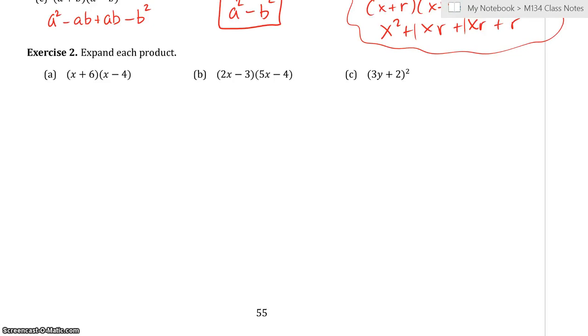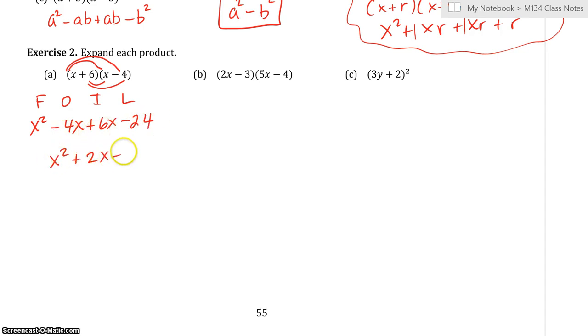Did you try it? Well, let's go ahead and do the first one together. So I'm going to do FOIL. That's how I'm going to do it. But you could do distributive property twice. And let's go ahead and multiply those two. So that the first would be the X squared. And the last, I'm going to put the 4 first. And then the inner. We've done this before. That would be a 6x, and this would be a minus 24. So it turns into x squared. Negative 4 plus 6 is 2x minus 24.